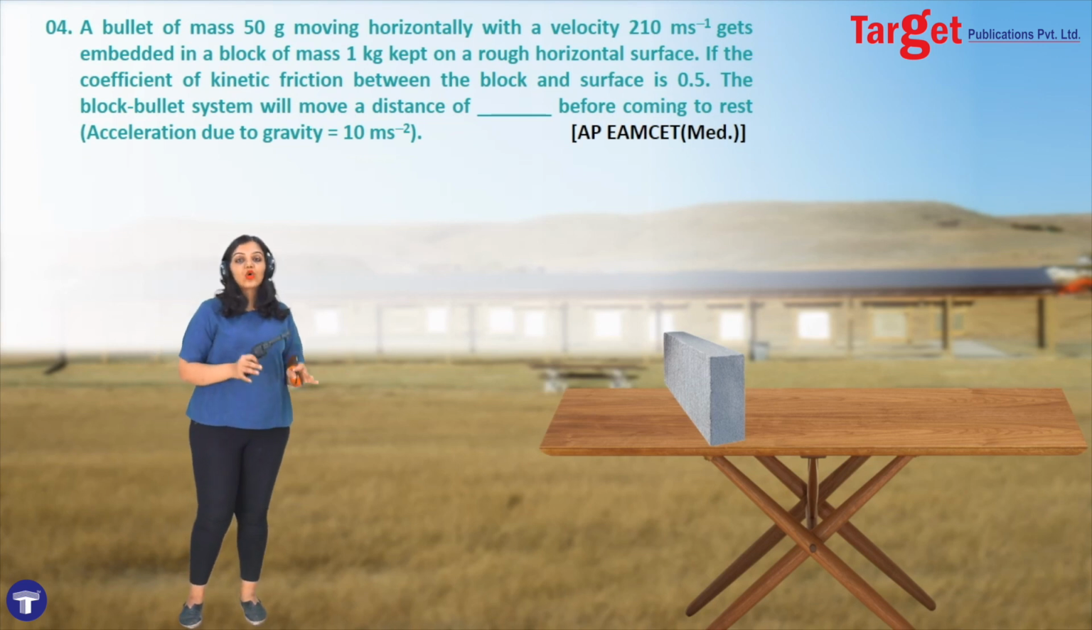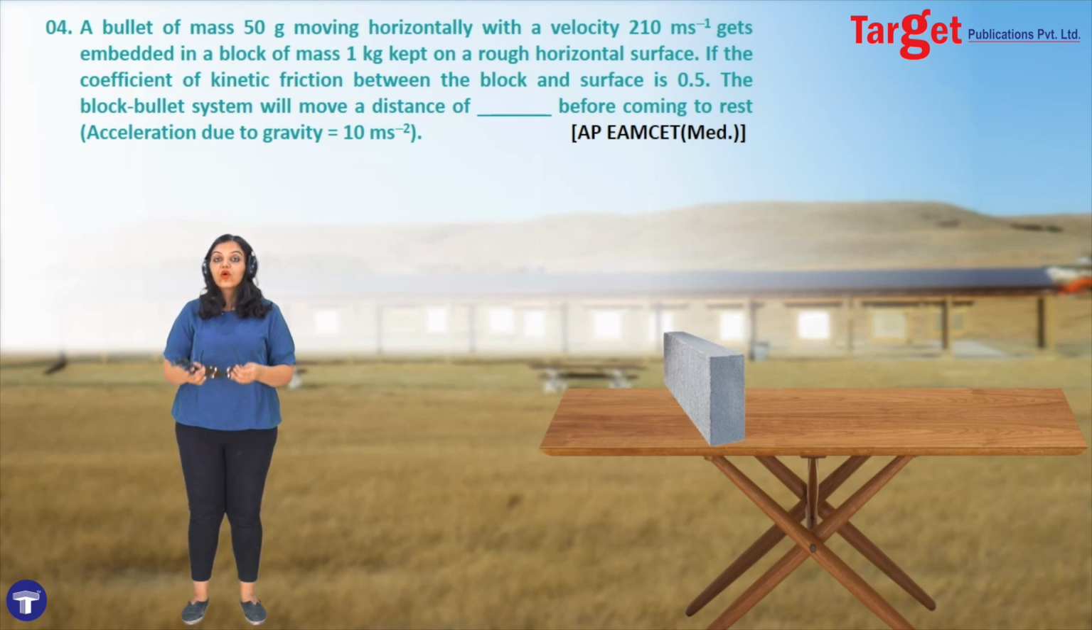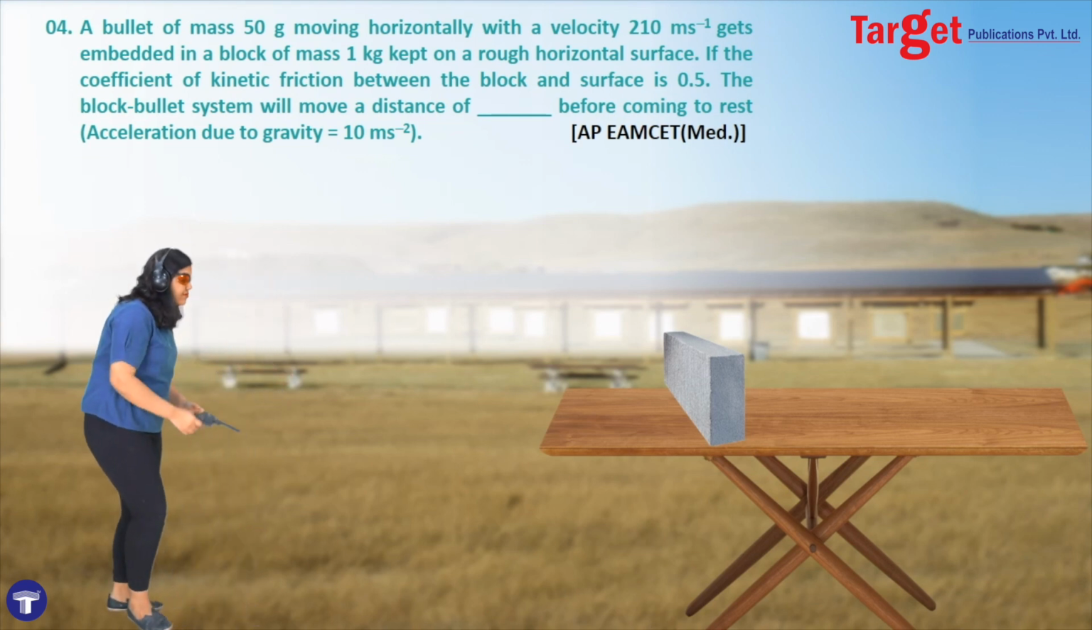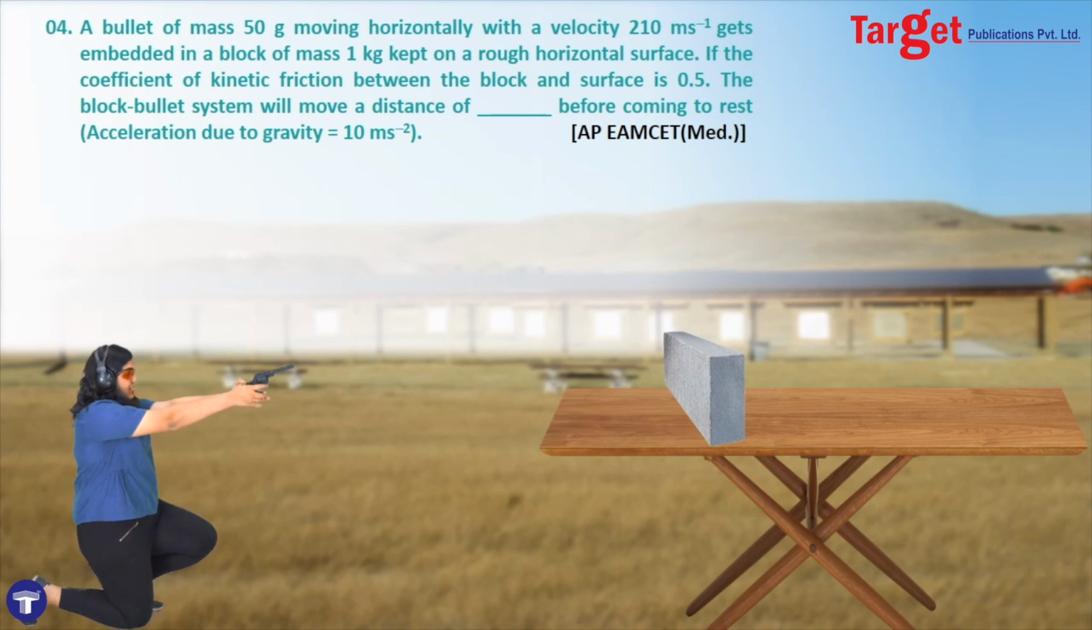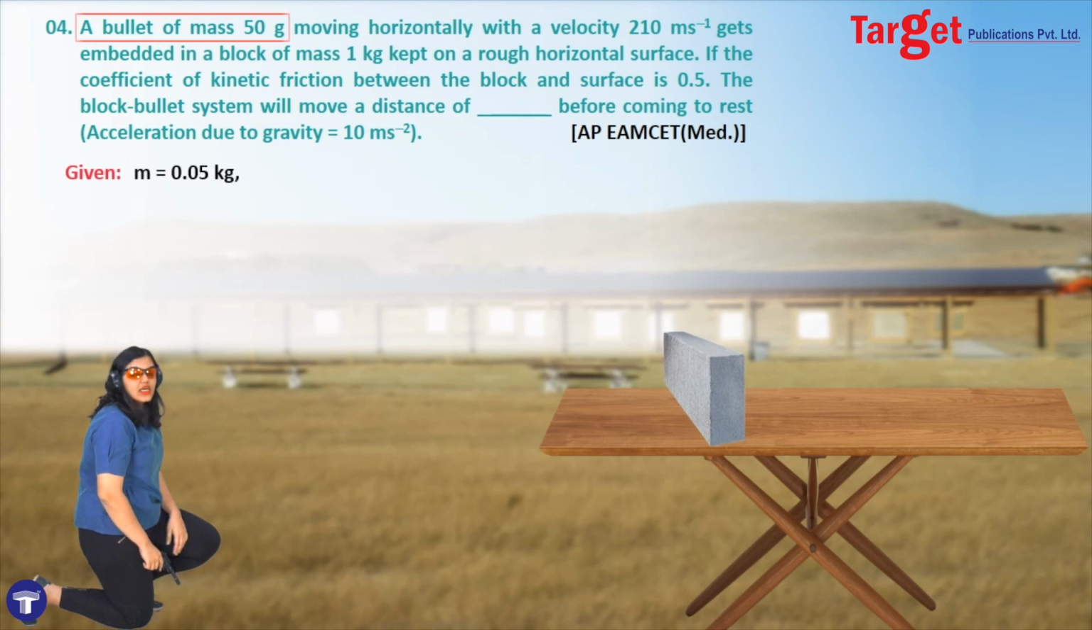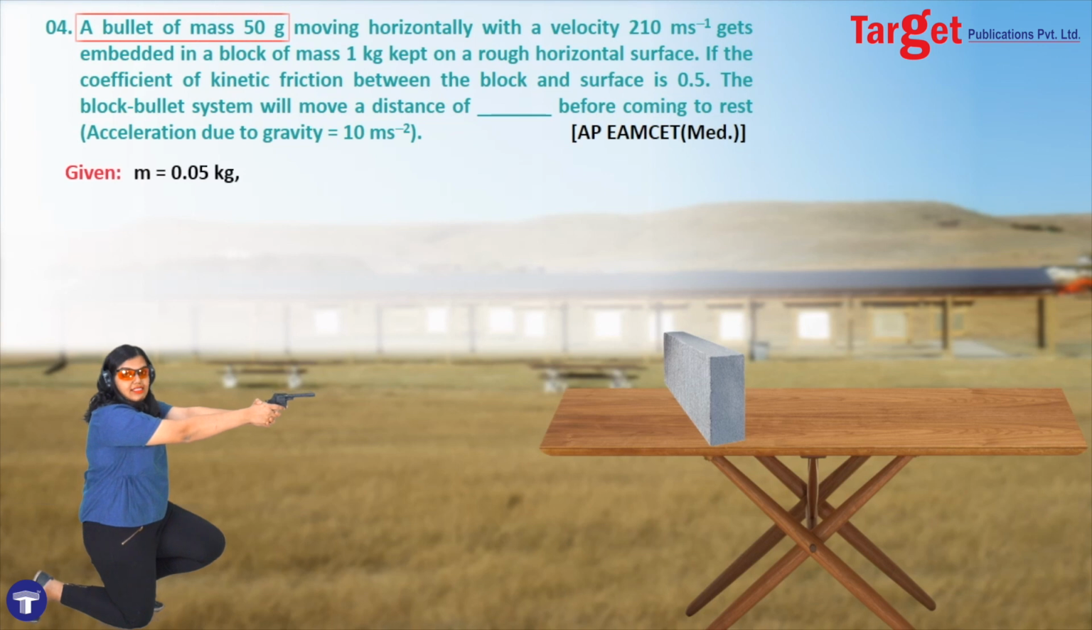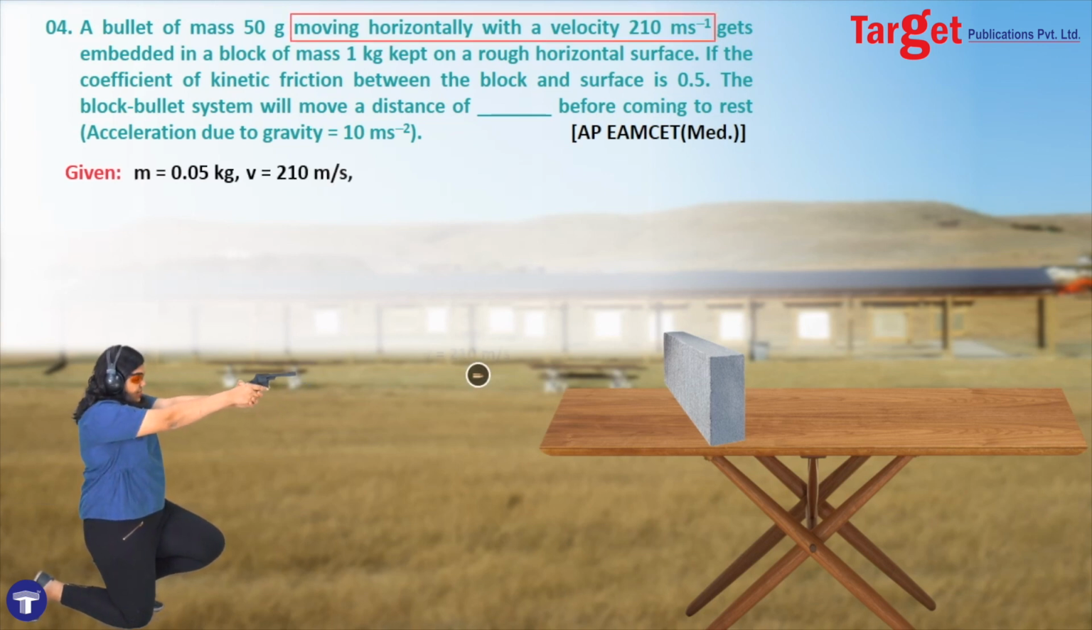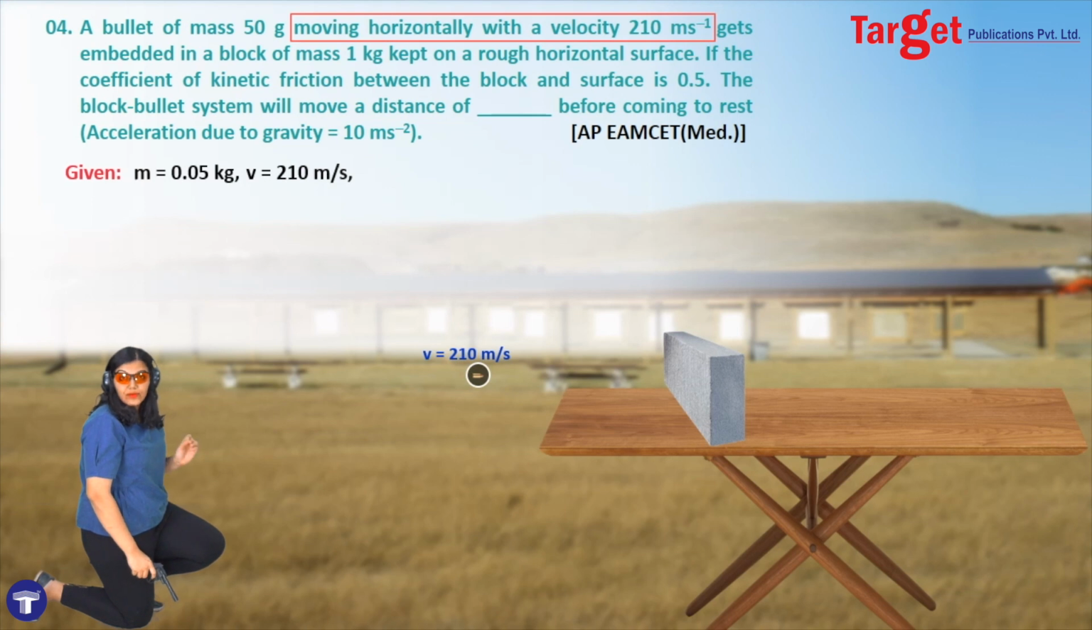So basically we have to solve this sum. Let's see what the motion will look like. Now I know that this bullet has a mass of 50 gram, but I have to convert that into SI units, which is 0.05 kg. So m is equal to 0.05 kg. I also know that this bullet is going to travel with a speed of 210 meter per second. This is the initial velocity of the bullet before collision with the block. So I say v is equal to 210 meter per second.